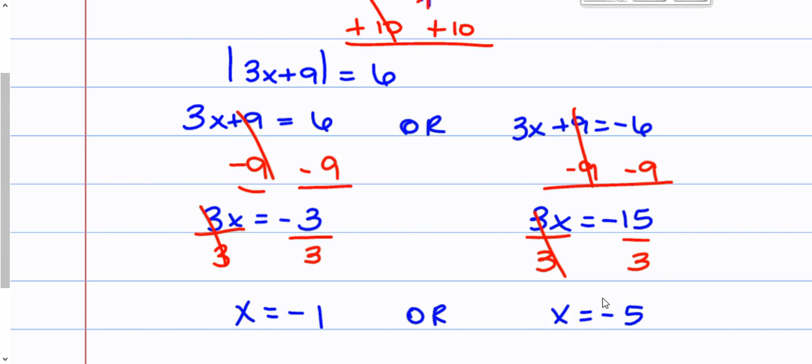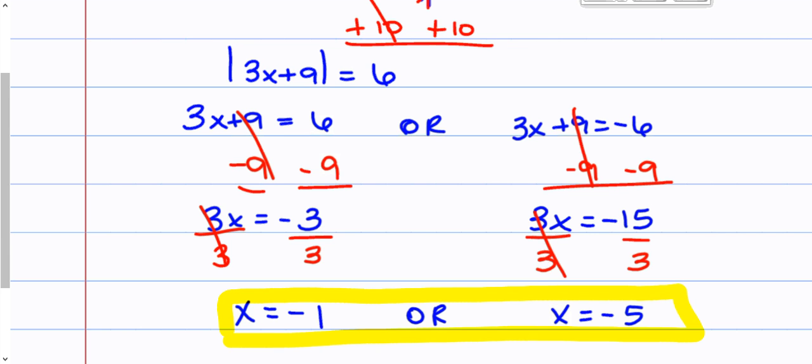Excuse me. This one did not say graph if possible, it just said solve. So there we go. We have x is equal to negative 1 or x is equal to negative 5. So there's our answer. Okay?